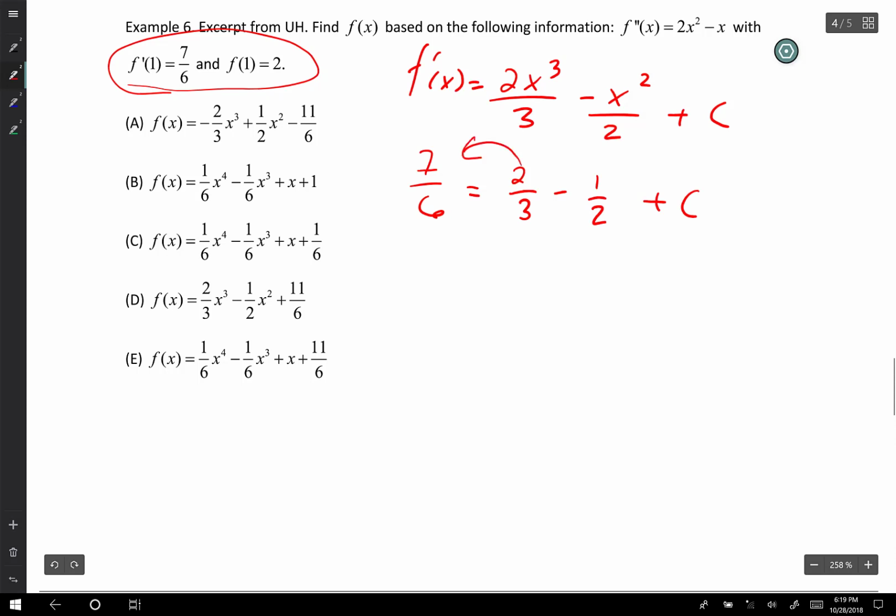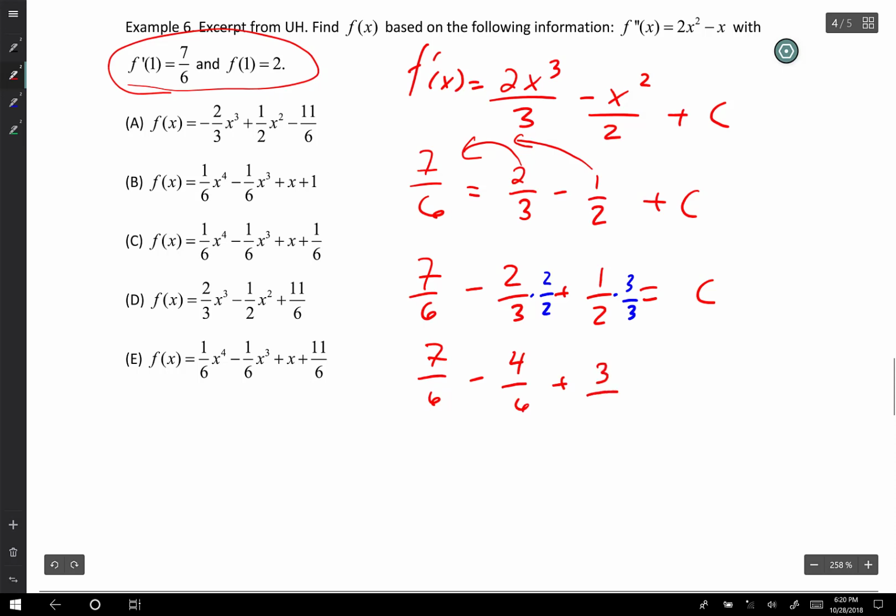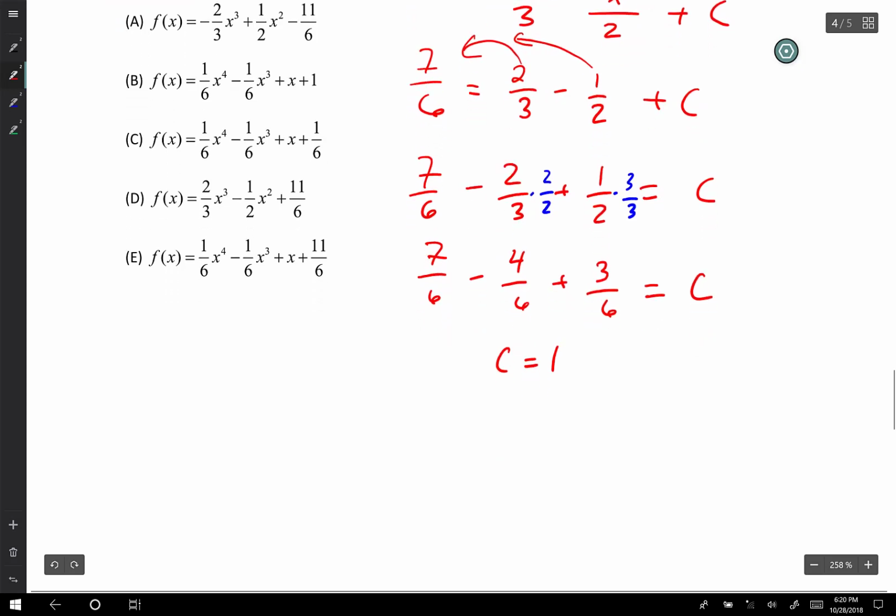I'm going to move these to the other side. So I have 7/6 minus 2/3 plus 1/2 equals c. And I'm going to get a common denominator. So I'm going to multiply this by 2 over 2, and I'm going to multiply this by 3 over 3. And you get 7/6 minus 4/6 plus 3/6. And if you can do this all in one sitting, that's cool. I do realize that some of you guys can probably do that in your head really fast. 7 minus 4 is 3, and 3 plus 3 is 6. And since the denominators are all the same, I got 6 over 6. So c is 1.